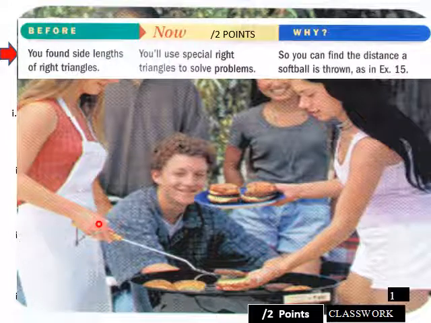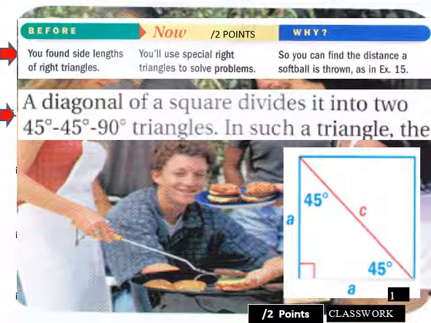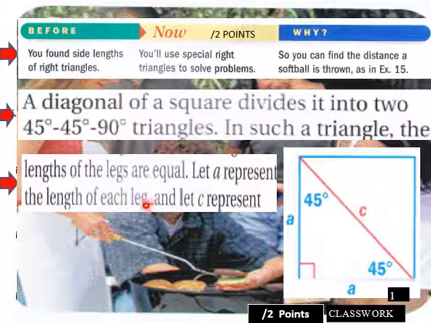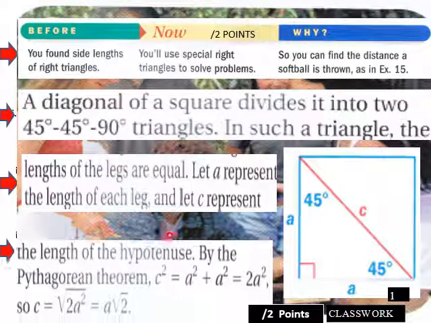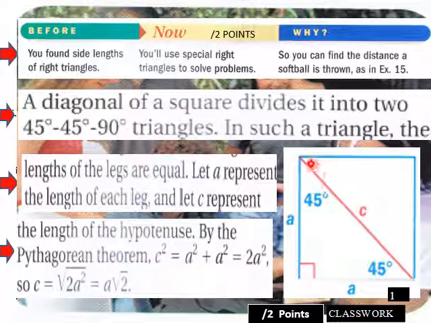Okay, into our lesson today. You found side lengths of right triangles. You use special right triangles to solve problems. So we have a 45, 45, 90 here. A diagonal of a square divides it into two 45, 45, 90 triangles. In such a triangle, the lengths of the legs are equal, so A and A are congruent. Let C represent the length of the hypotenuse. Here's our hypotenuse of this triangle, opposite the 90-degree angle.